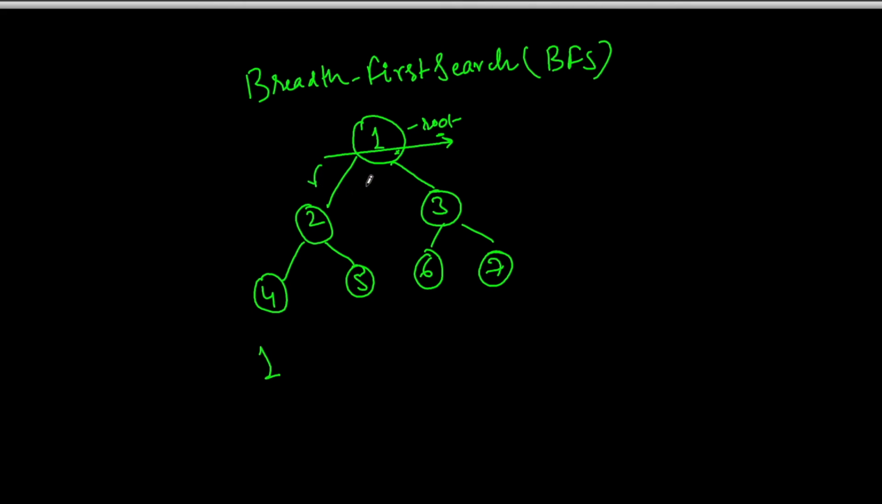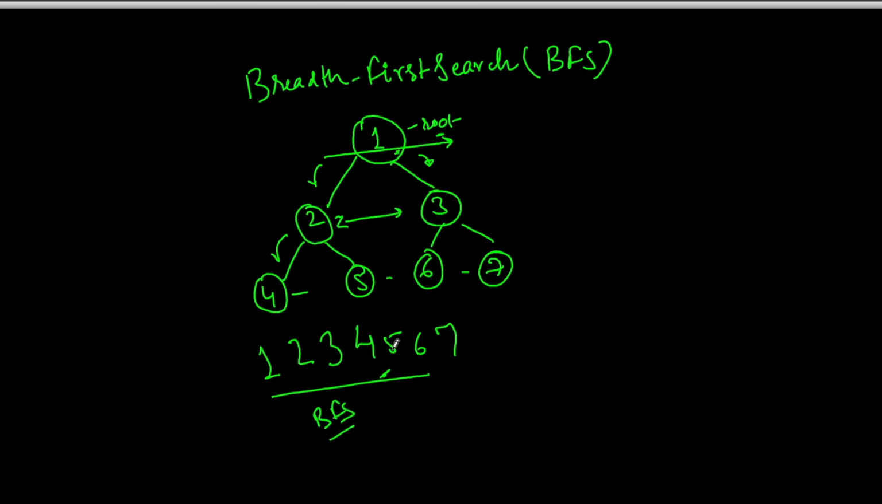Then we'll come down to the next level. Here, 2 and 3, and then we'll come down to the next, and then 4, 5, 6, 7. So this is going to be BFS for the given tree, right? So how are we going to achieve that?